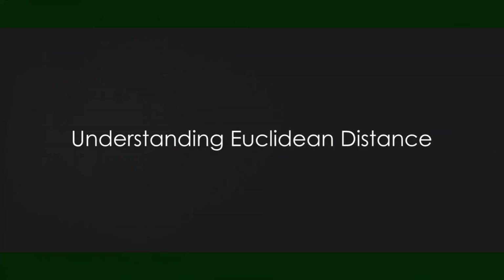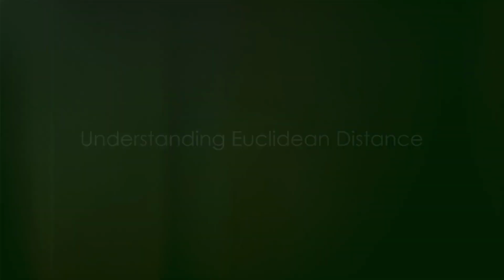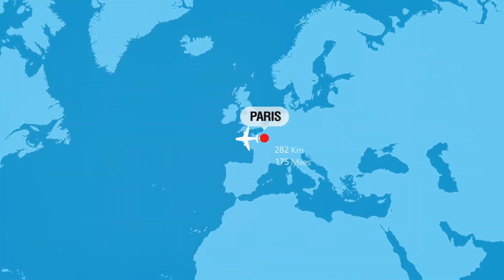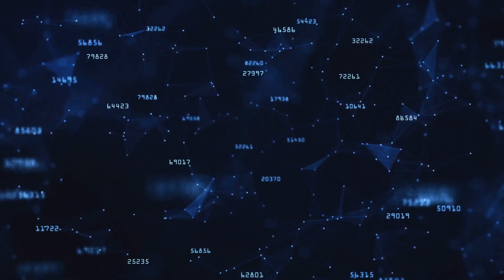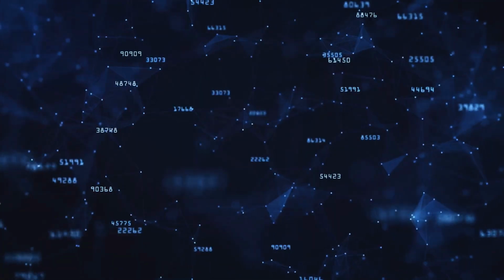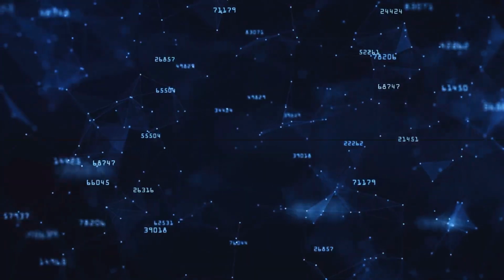But here's an interesting question. How does the algorithm decide what's near and what's far? Well, it typically uses something called Euclidean distance, which is just a fancy way of saying it calculates the straight line distance between 2 points, much like how we'd measure distance on a map.